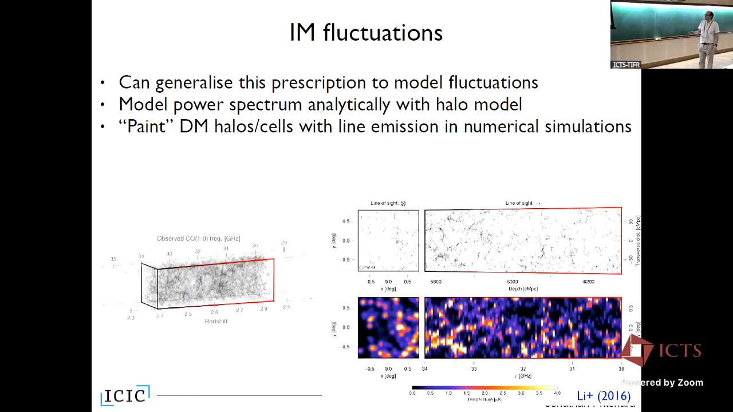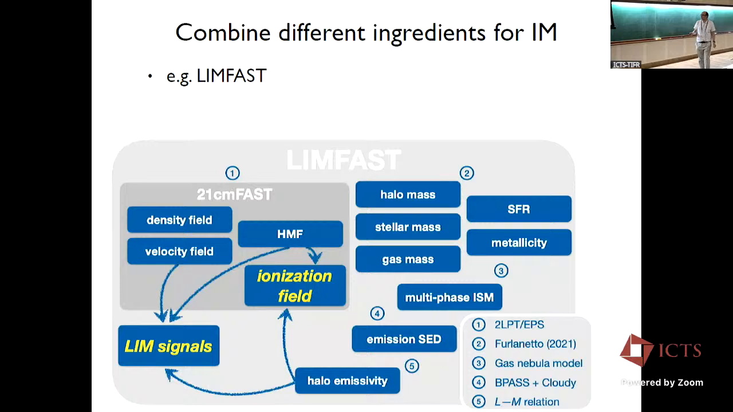Okay, so then you can, well, think a little bit more broadly about all of the ingredients that go into that. So this is just a summary of a code called LIMFAST, which I just wanted to show because it gives a feel for all the ingredients that you need to bring in, especially if you want to do intensity mapping during the epoch of reionization. So LIMFAST is built on 21cmFAST. And that basically is doing your density field, your halo mass function, and getting you your ionization field.